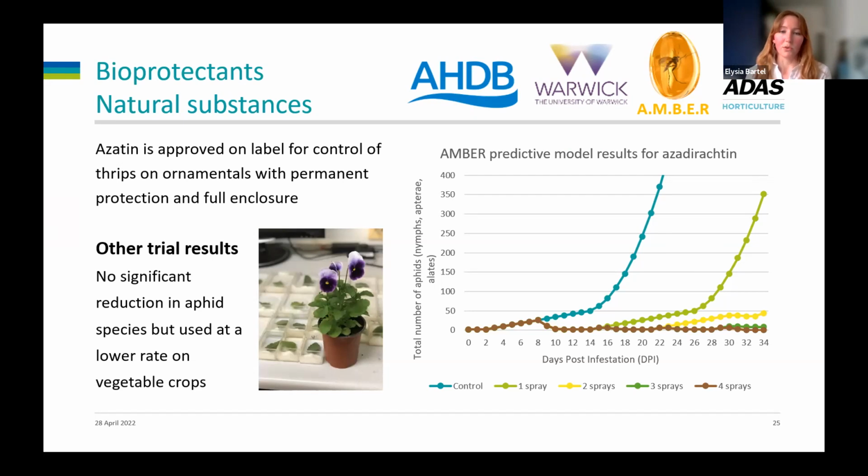We set up a trial to validate this model on pansy in 2020, and we'll be talking about the results of this in a specific AMBER webinar in June. Other trials, however, have found that Azatin against aphids found no significant reduction, but they were using a lower rate than is permitted on ornamentals.